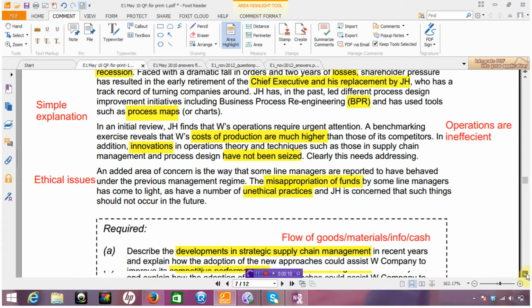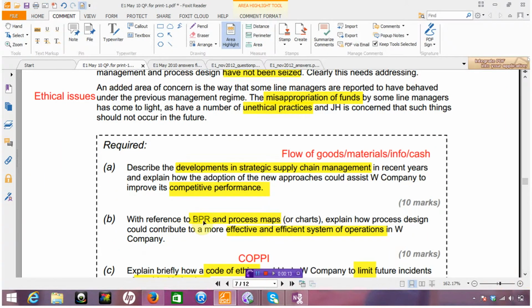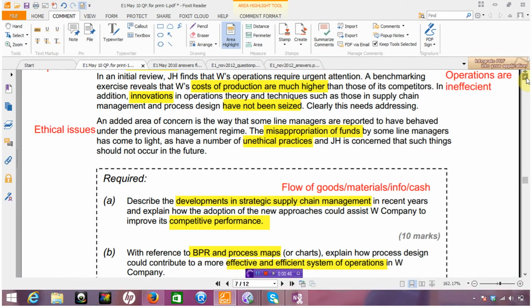And in this particular screencast, we're going to look at Part B, BPR and process maps. I'll draw your attention to question 4, May 2010, Part B of that question, or if you're using the BPP text, question 19 on page 17, that's Part B of that also. In this requirement, we'll see that there's specific reference to BPR and process maps, and to W Company, and it looks as if we're required to outline how those two areas can assist the company in becoming more efficient. So we'll take a quick look at the scenario itself.